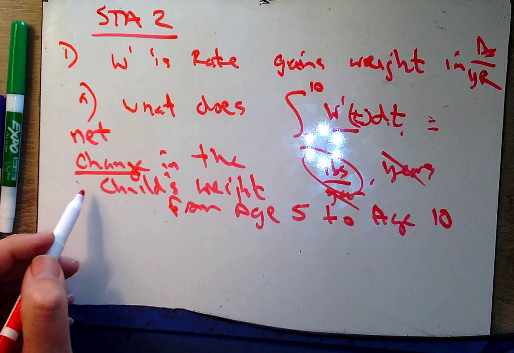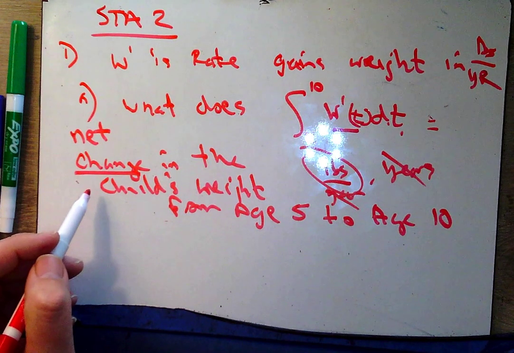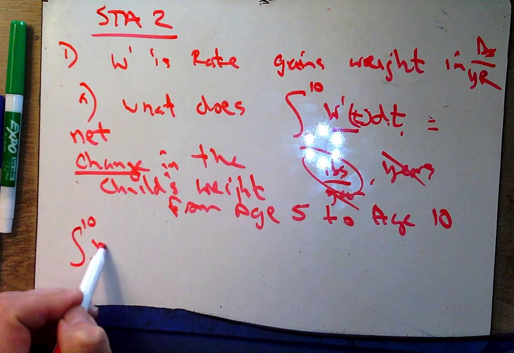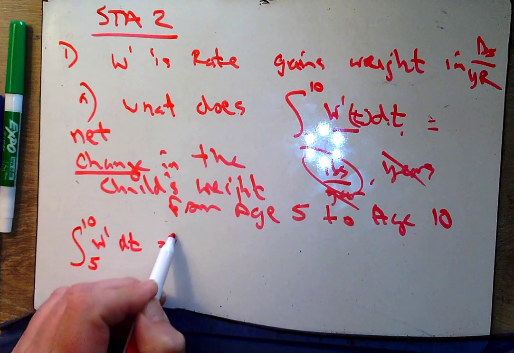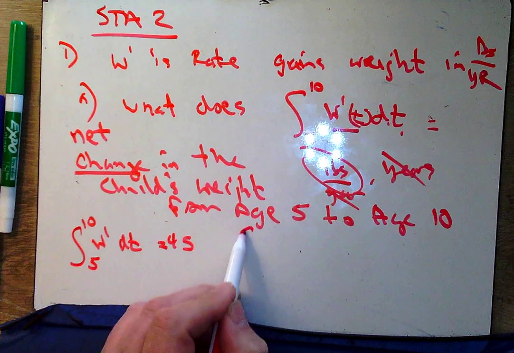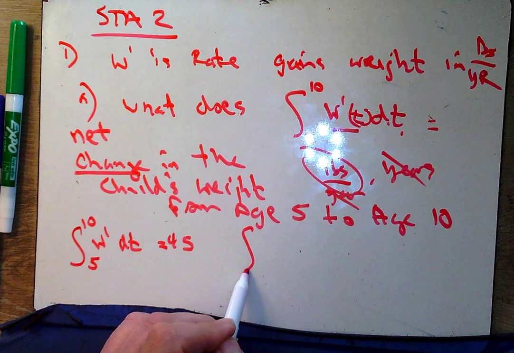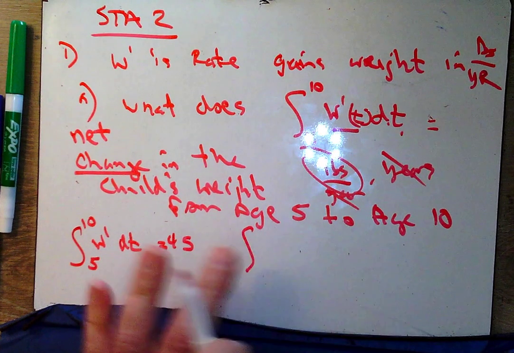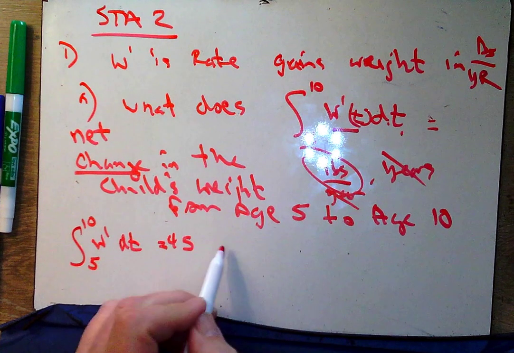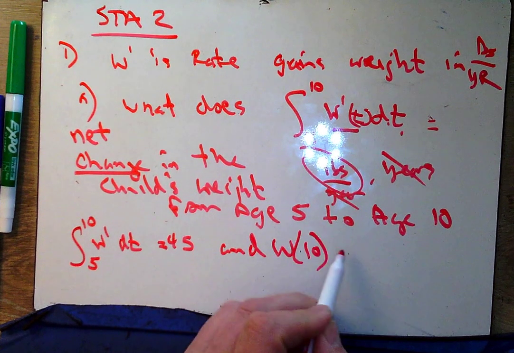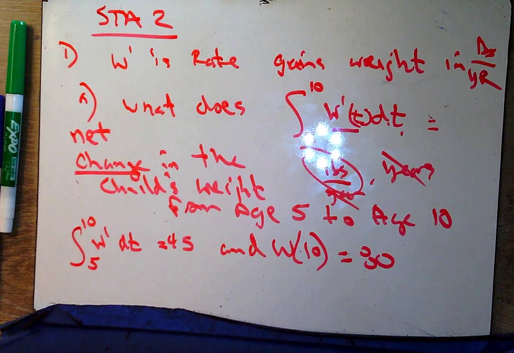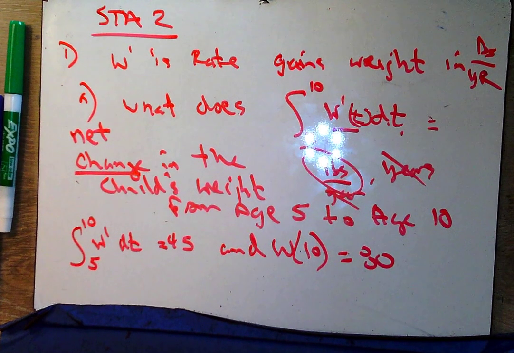How much does the child weigh at age 5? If the integral from 5 to 10 of w prime dt is 45, then the integral, that's a typo. That shouldn't be integral. It should be "and" w of 10 equals 80. So maybe I can get that changed. Station 2.